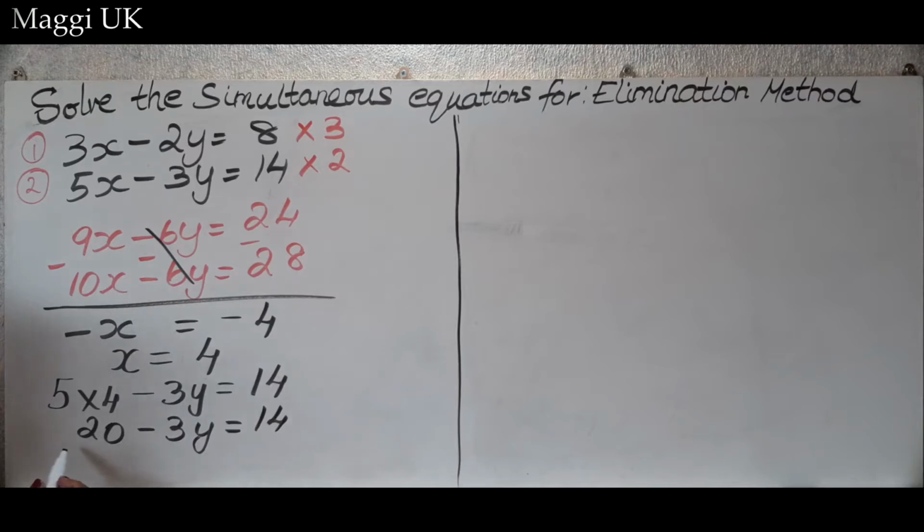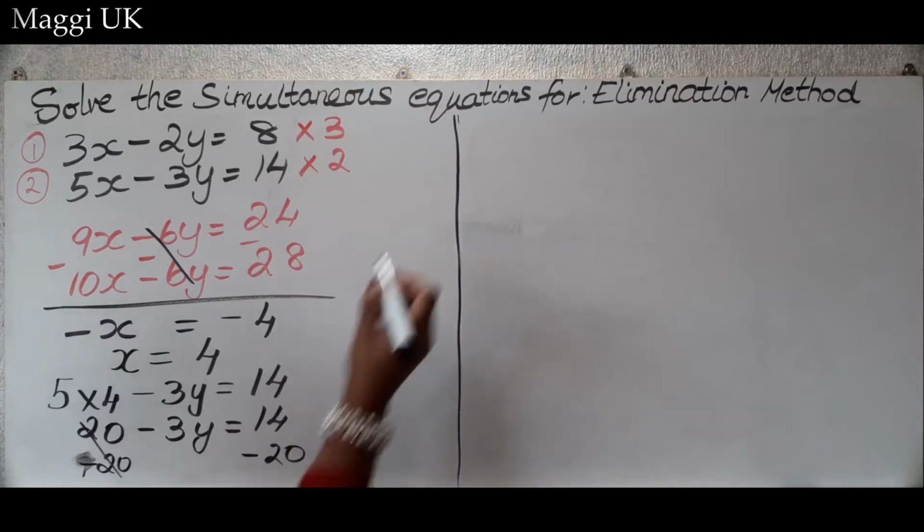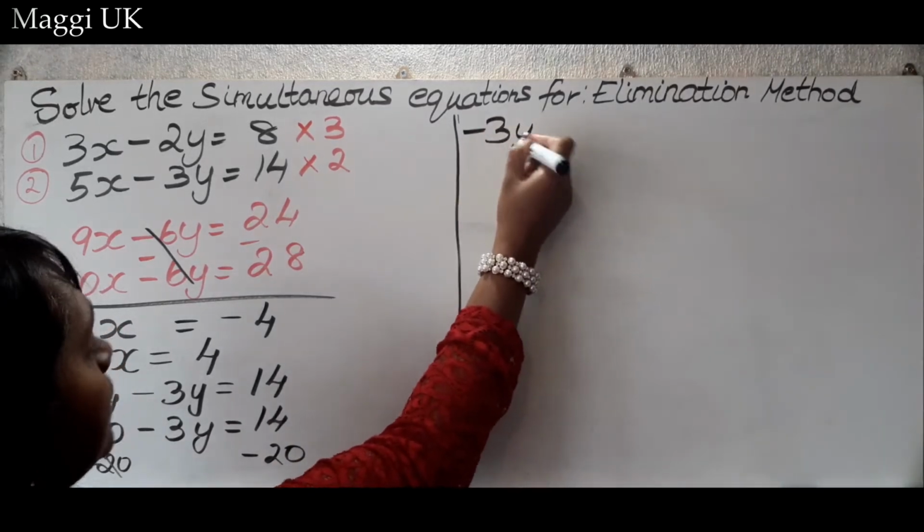So now we are positive, so we have to bring it to that side. Opposite sign, which is a minus 20. Minus 20, so that will be cancelled. So I'm going to write here, which is minus 3y.